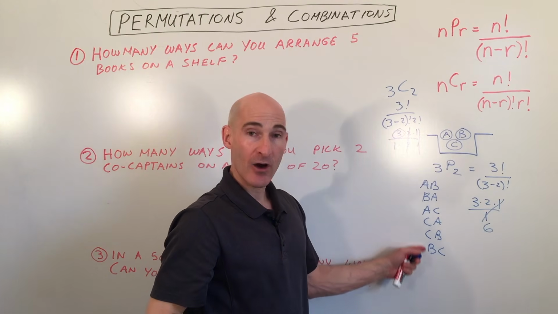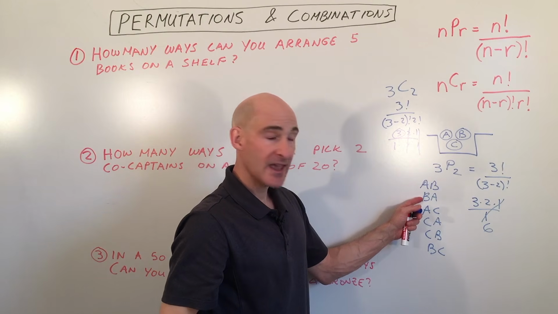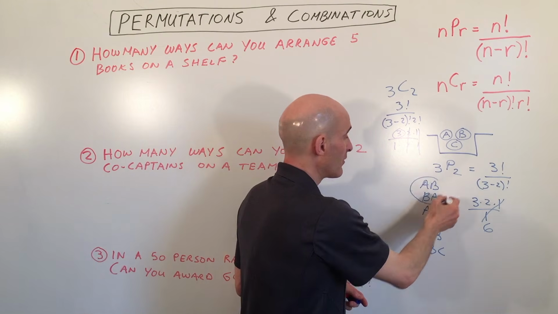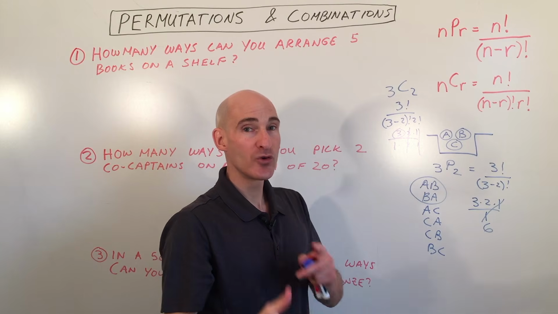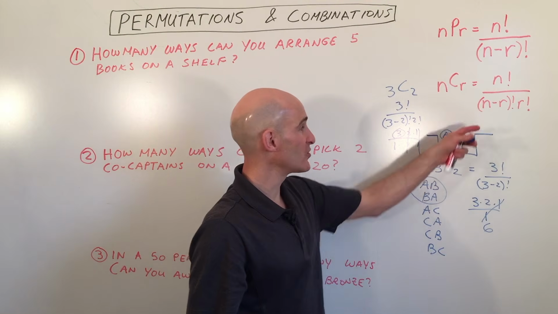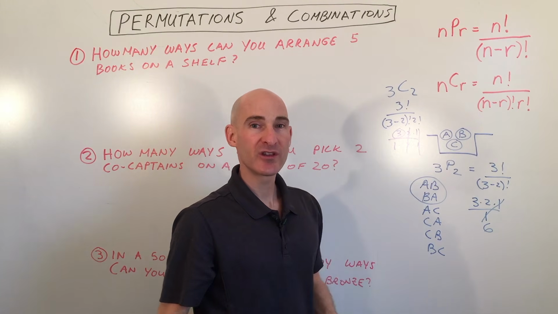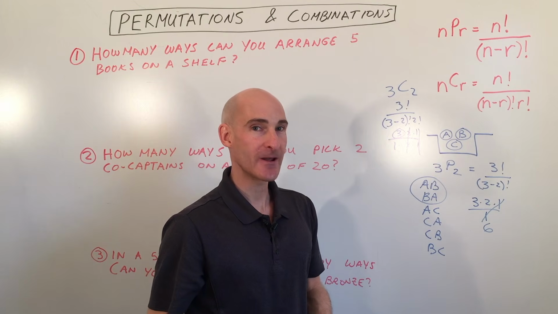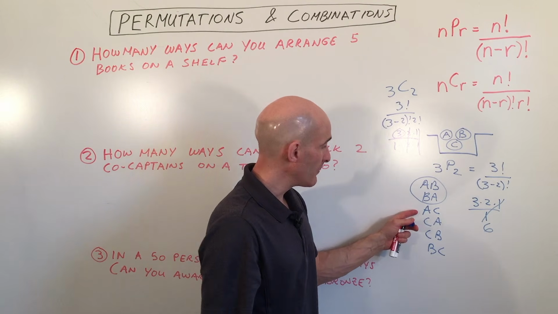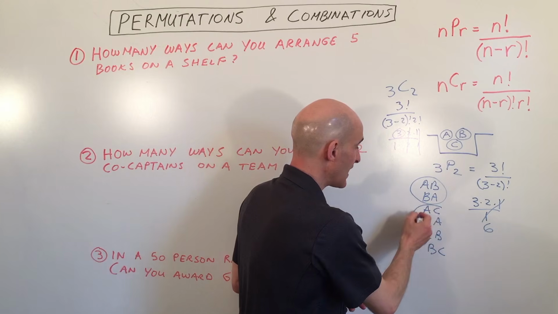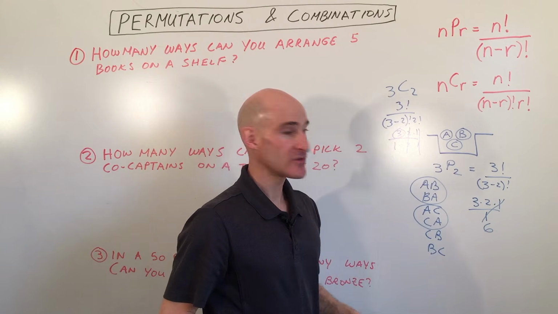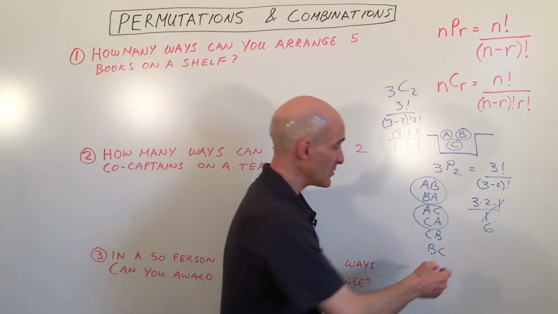So let's go back to the outcomes here. Notice AB and BA, from a combination perspective, those are the same 2 marbles. So whether you get A and B, or B and A, you don't really care. You say, well, I've got the same 2 marbles, right? So that's just one outcome. Here we've got A and C, C and A. Those are the same 2 marbles. And C and B, B and C, those are the same 2 marbles.